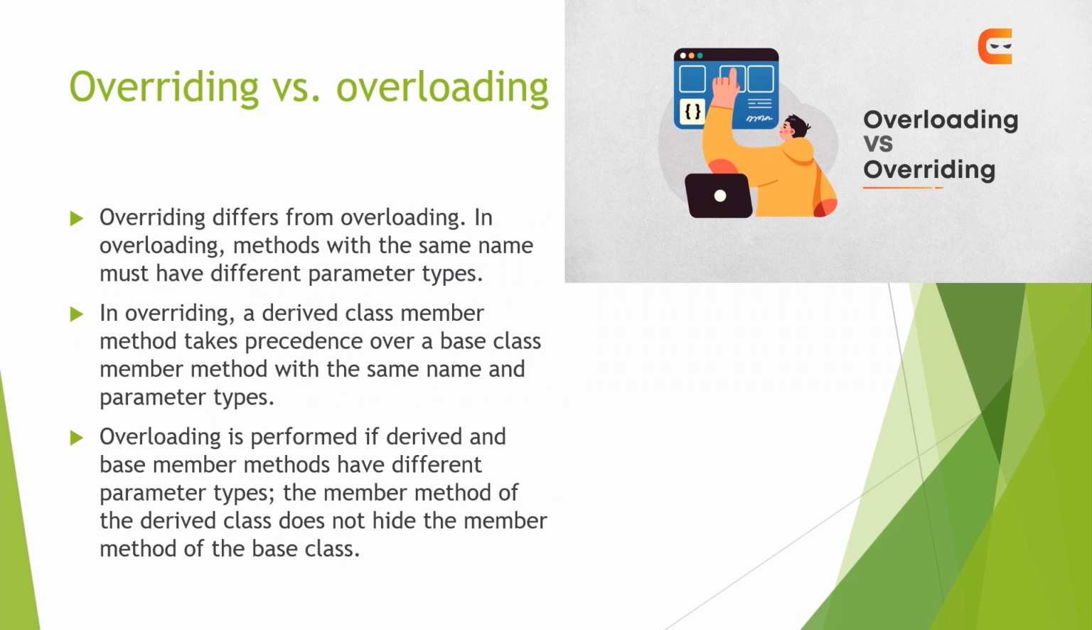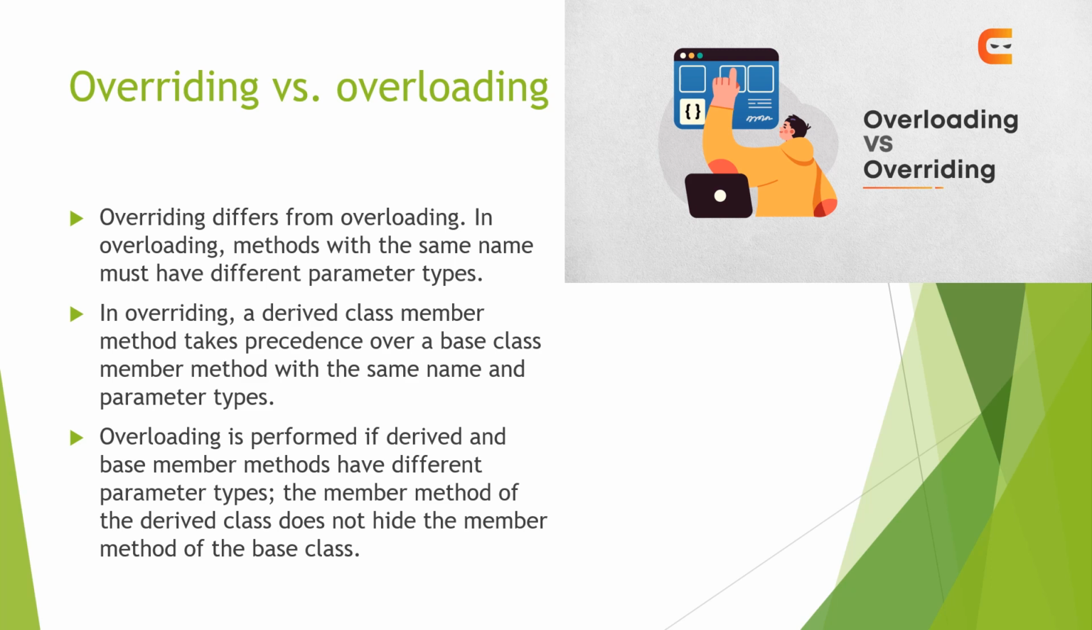Overriding versus overloading. When two or more methods in the same class have the same name but different parameters, it is called overloading. And when the method signature, like the name and parameters, is the same in the superclass and the child class, it's overriding. This is the only thing where overriding differs from overloading.